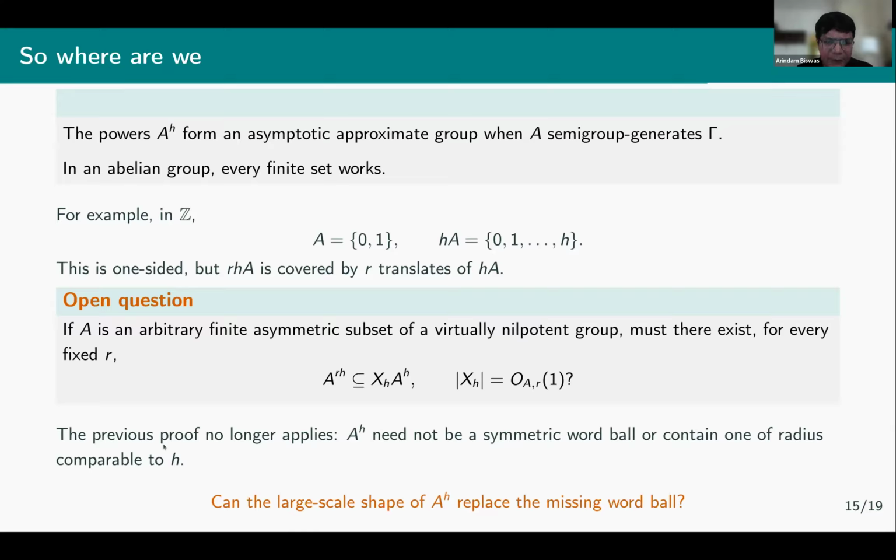And the previous proof no longer applies. So A to the power H need not be a symmetric word ball or contain one of radius comparable to H. Basically, the arguments used previously were mostly about geometric coverings. One possible way, I'm not saying that it has been completely done, it has not been done, can be to study the large-scale shape of A to the power H and to see whether that can replace this missing word ball.